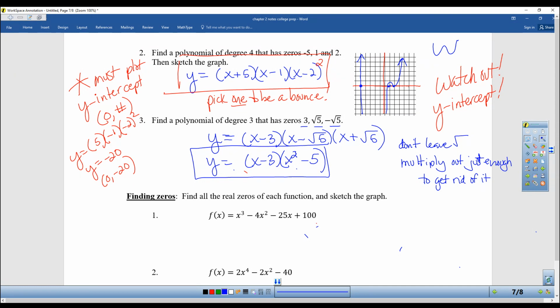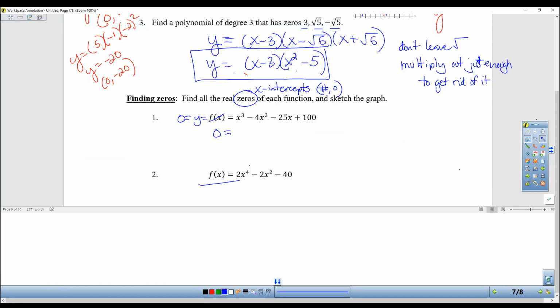Okay, next section. Finding all the real zeros of each function. So we did that last chapter. We're going to keep doing it. Finding a zero is just a fancy terminology for finding the x-intercepts. And how do we find the x-intercepts? X-intercepts are always a number, comma, 0. And since this is y, the y is going to be 0. Finding the zeros, it literally could have just said solve this equation equal to 0. Same thing.